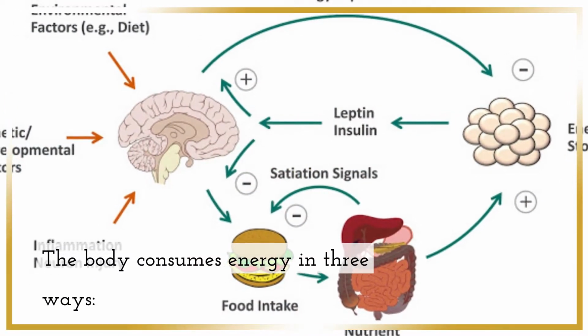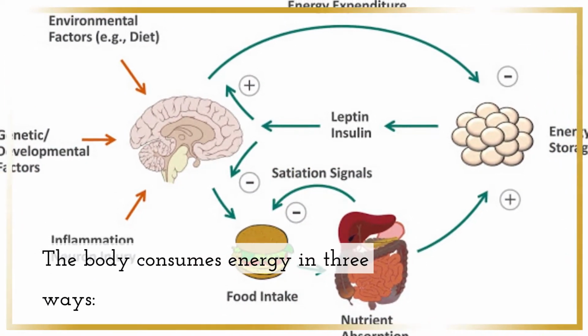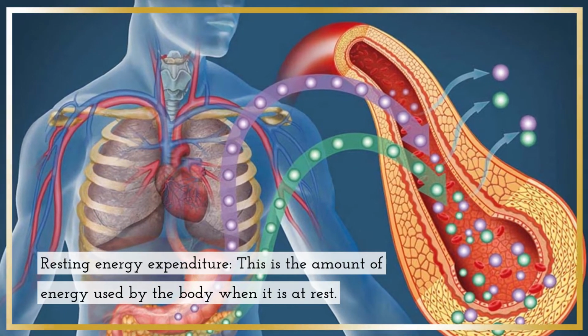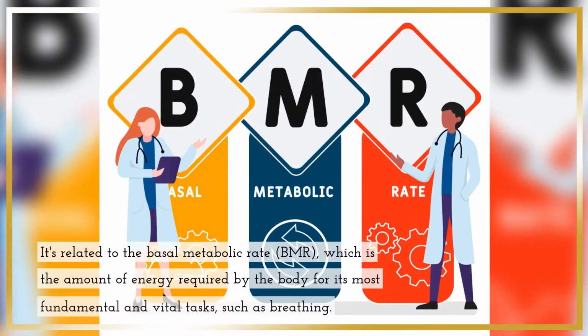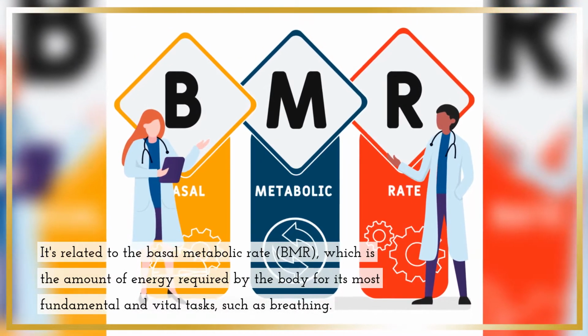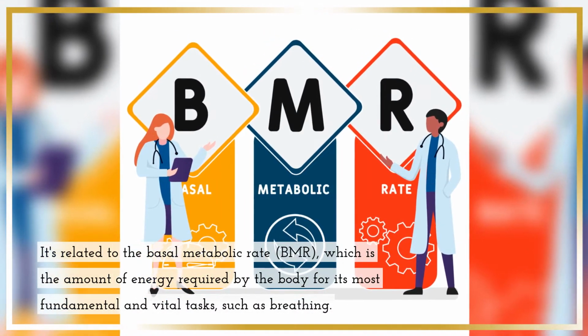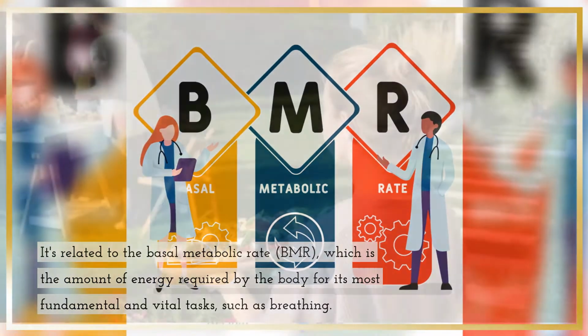The body consumes energy in three ways. Resting energy expenditure. This is the amount of energy used by the body when it is at rest. It's related to the basal metabolic rate, BMR, which is the amount of energy required by the body for its most fundamental and vital tasks, such as breathing.